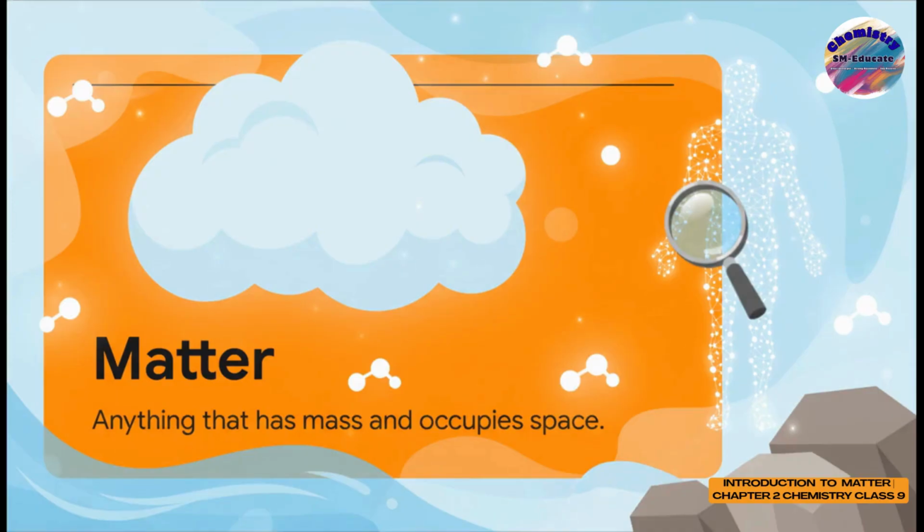Now, the absolute crucial point to understand here is that matter is defined as anything that has mass and occupies space. So what does that mean? It means the air you're breathing, the water you're drinking, the rocks outside, and yes, even you. We are all examples of matter. At its core, matter is built from tiny little blocks called atoms, and the incredible diversity of stuff we see every day is just different combinations of those atoms.